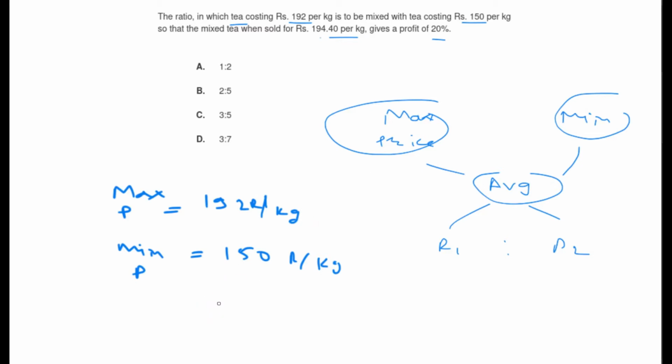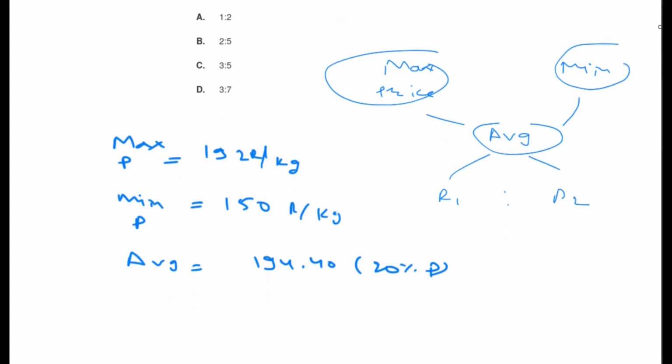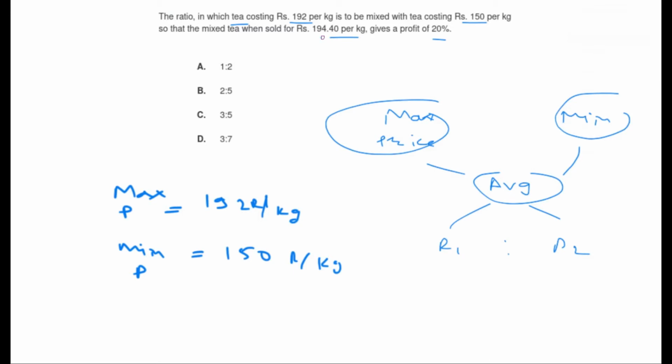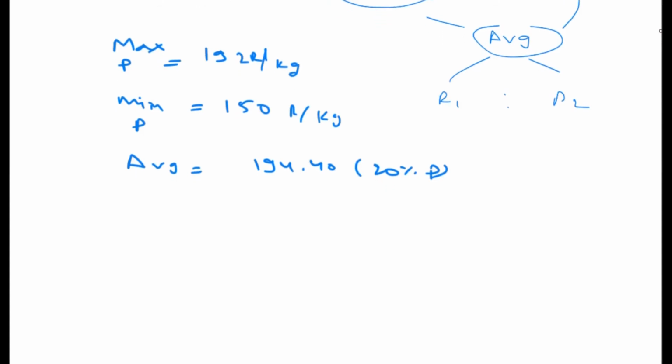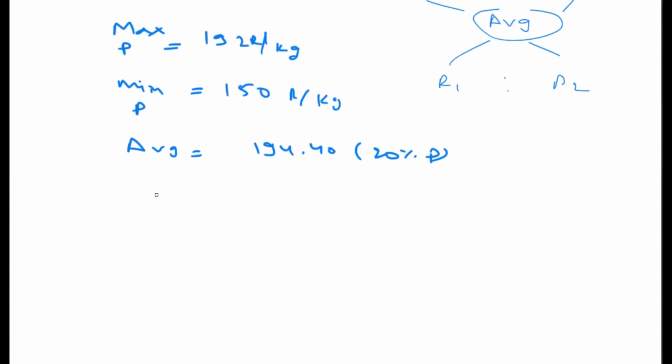So the average price is 194.40 with 20% profit. To find the actual average price, we have to remove the 20% profit part from it. So we can assume that 120%, that is with 20% profit, is given as 194.40.